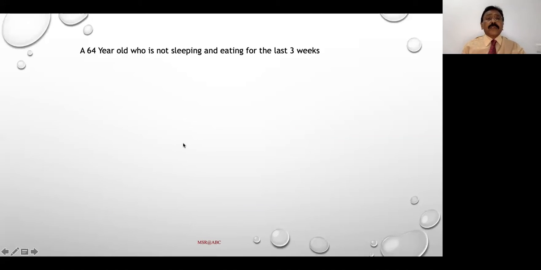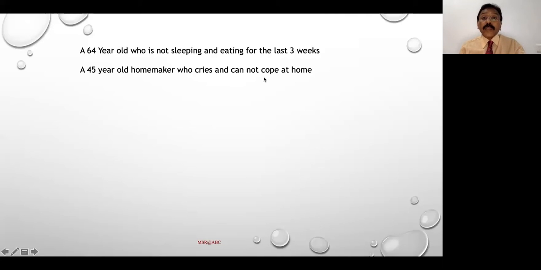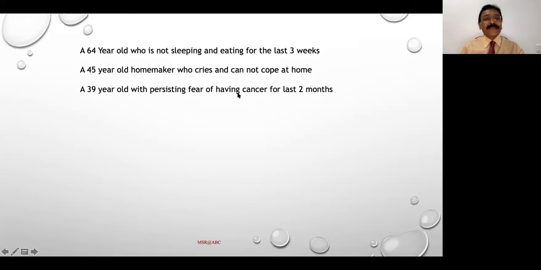Maybe later we can also discuss. The 64-year-old who is not sleeping and eating for the last 3 weeks: possibly depressed, I'm not saying definitely, possibly. But if this man had 2-3 similar episodes in the past from which he recovered, most likely that is what the clinical biomarker is helping me with. But otherwise, it could be anything. A 45-year-old homemaker who cries and cannot cope at home: possibly it could be the mother-in-law, but still it could be major depressive disorder.